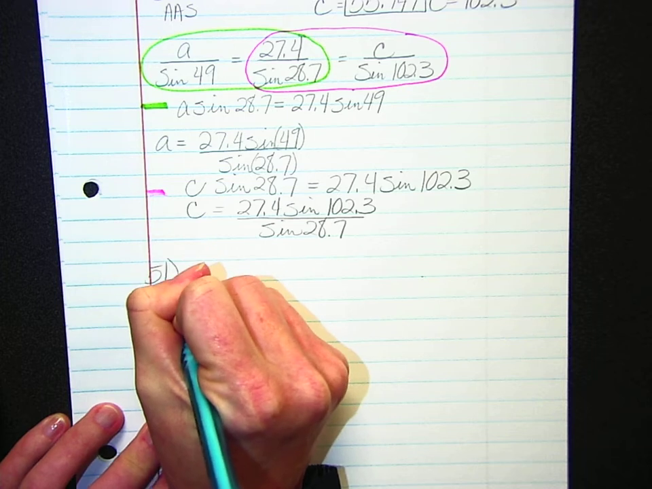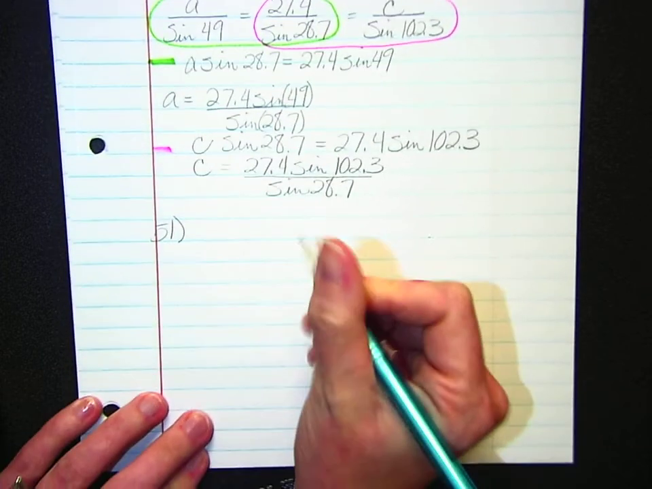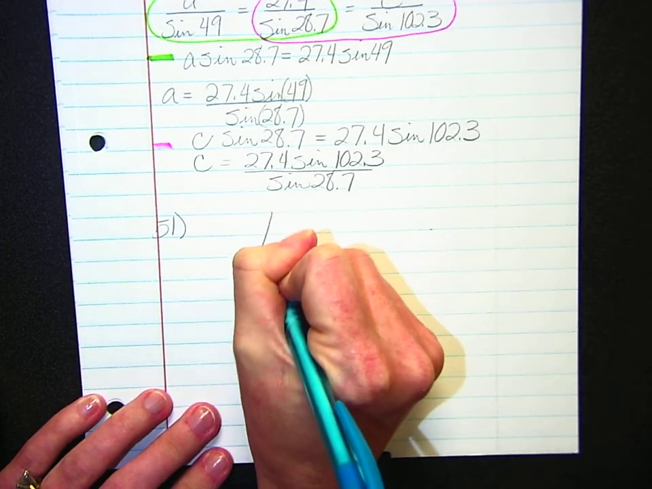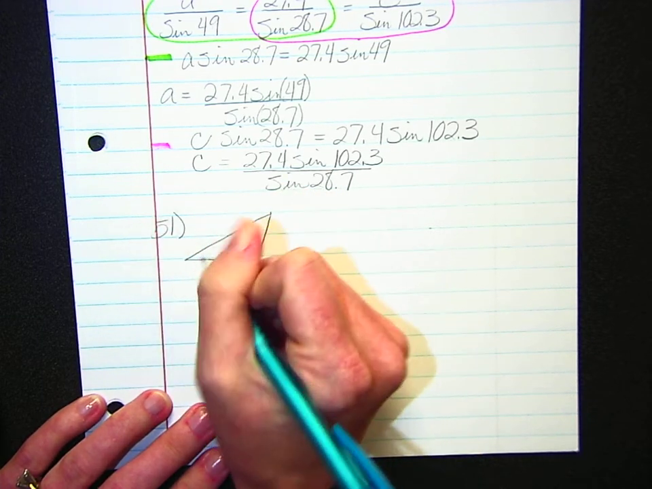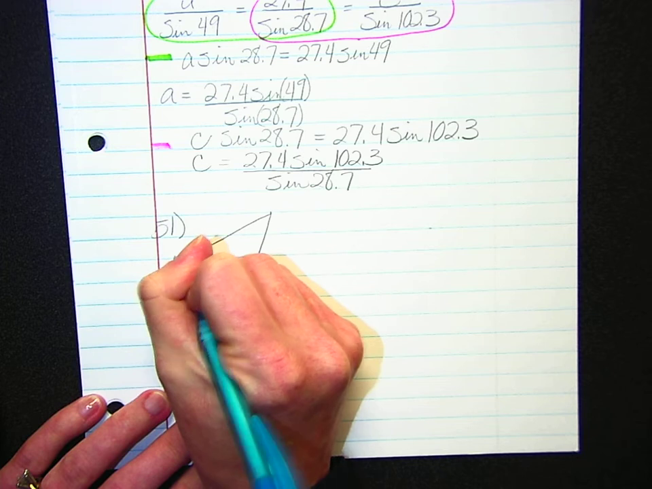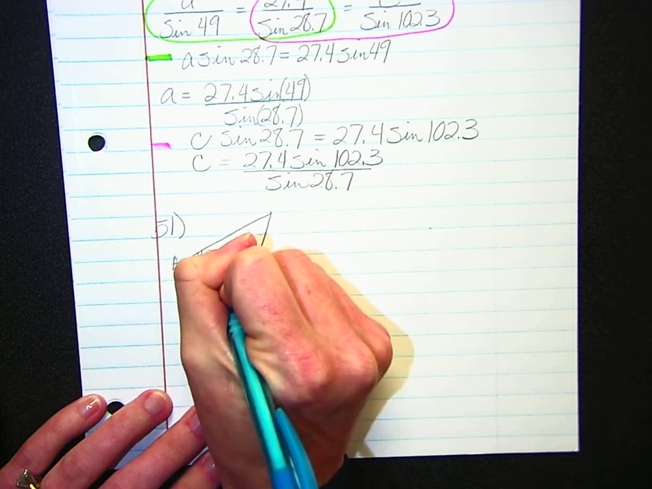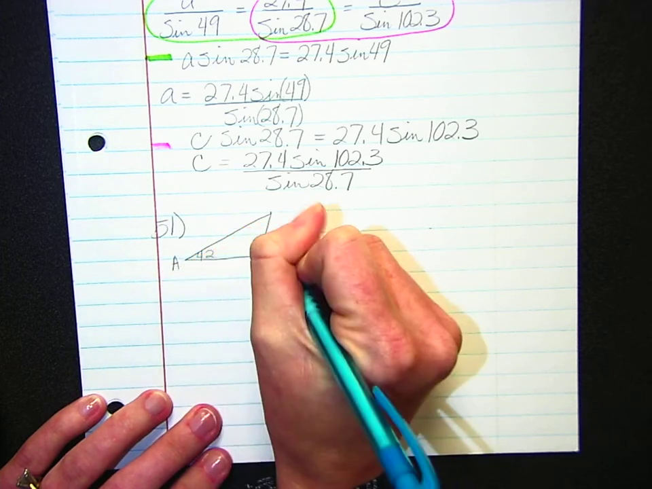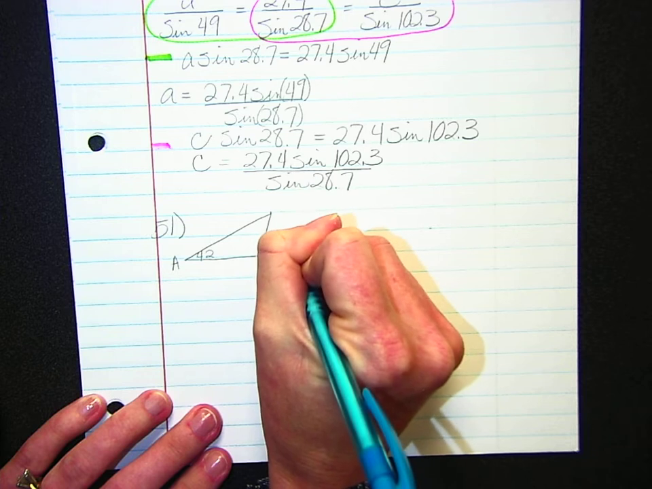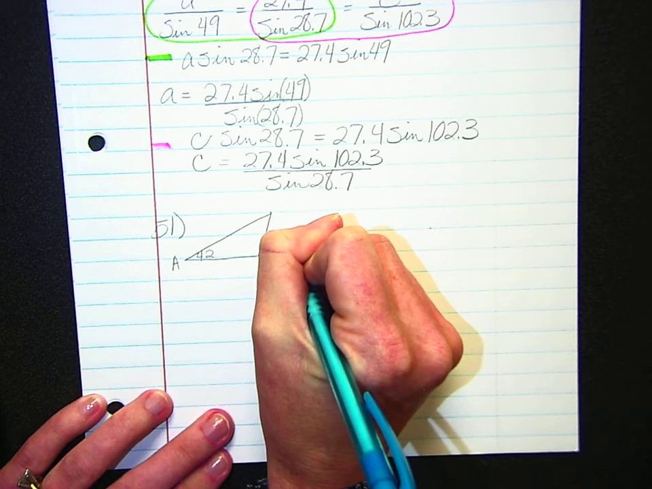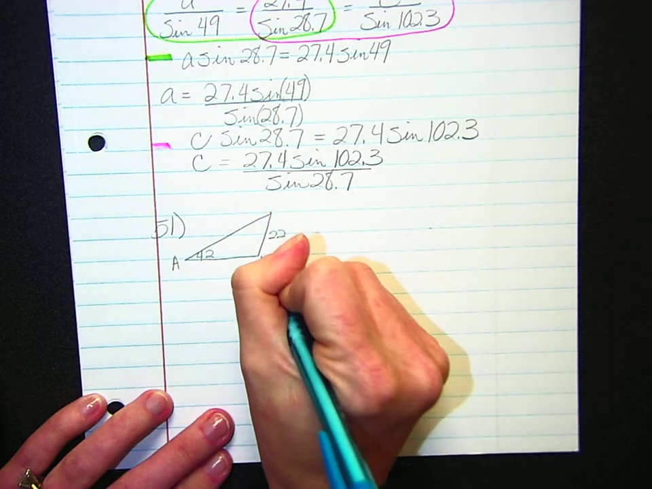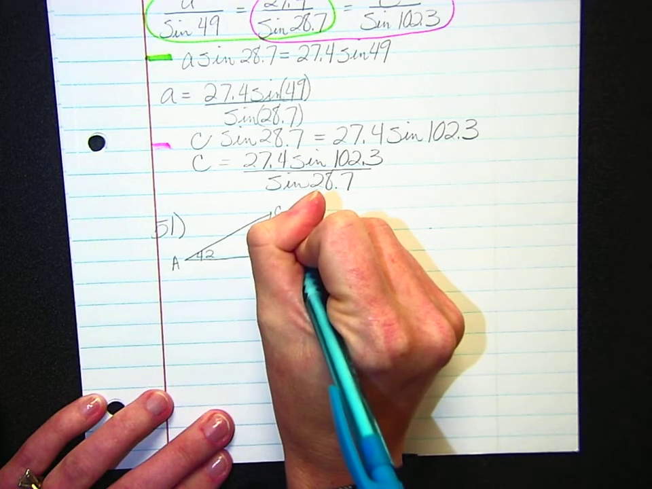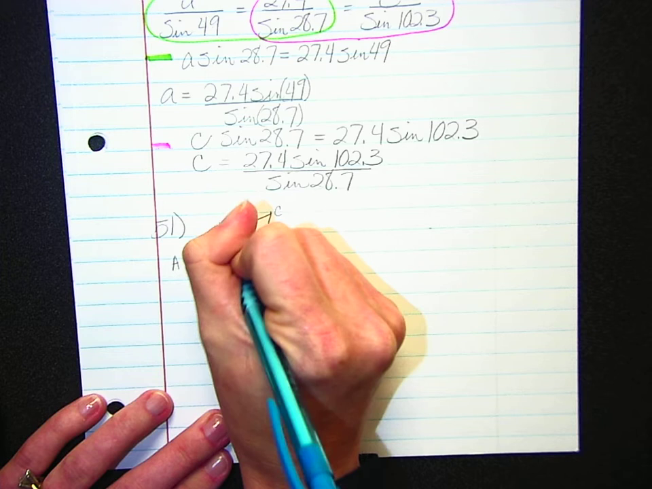Okay, on 51, we're still working with an obtuse triangle here. Or we were not told that it was right, so we'll go ahead and assume that it's obtuse. Let's see here. I want A to be 42, and I want side A, which is going to be across from angle A, to be 22. And I want side B, which is going to be across from angle B. So let's make this one B down here and C up here. So side B is going to be 12.